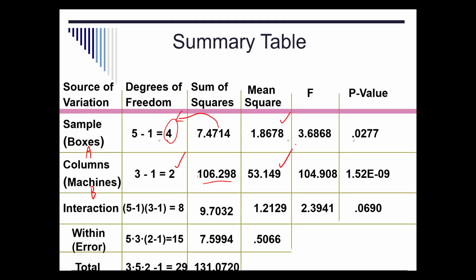for factor B. And then the interaction, we do number of rows, 5 minus 1, number of columns, 3 minus 1. So it's 4 times 2 is 8. That's the degree of freedom for interaction. Sum of squares for interaction is 9.7032, and then divide this number by 8, you get 1.2129. That's the mean square for interaction.